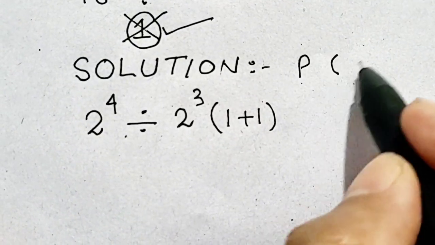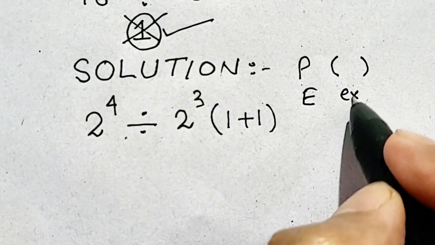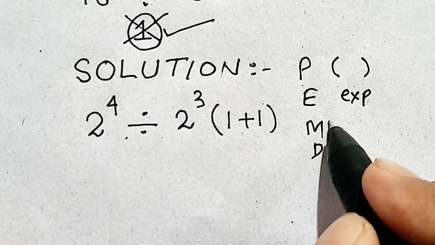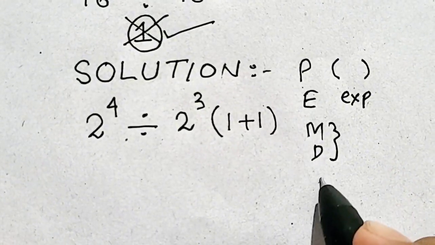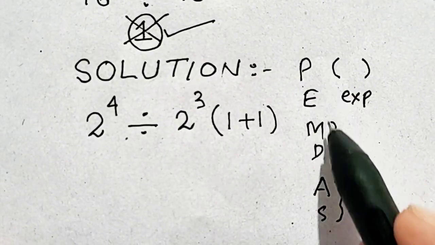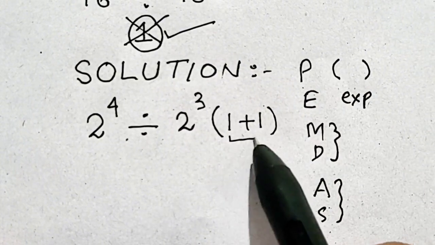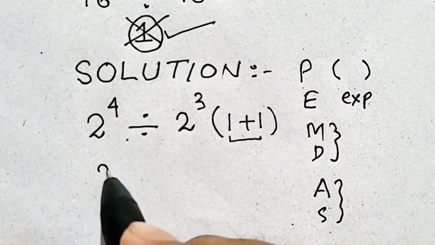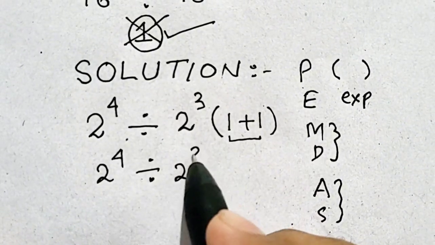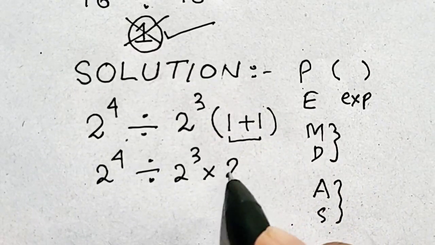PEMDAS: parenthesis, E for exponent, power, M, D, multiplication and division, A, S, addition and subtraction. So follow this order to get it correctly. Parenthesis, here is only one parenthesis. 2 power 4 divided by 2 power 3 multiplied by the parenthesis, which gives us 2.